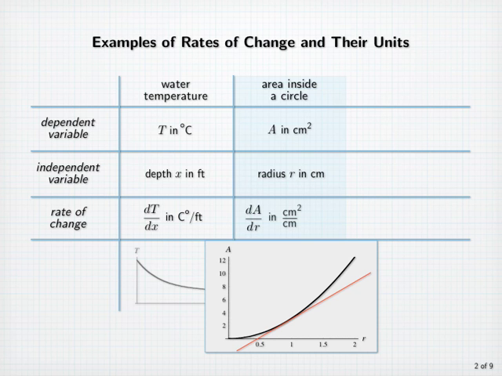The rate of change in the area with respect to the radius is the derivative of A with respect to r, and its units would be square centimeters per centimeter, which simplifies to simply centimeters. In fact, A is pi r squared, and dA/dr is 2 pi r by the power rule. Notice that dA/dr is precisely the circumference of the circle, and that's consistent with the fact that the derivative of A with respect to r has units of length.